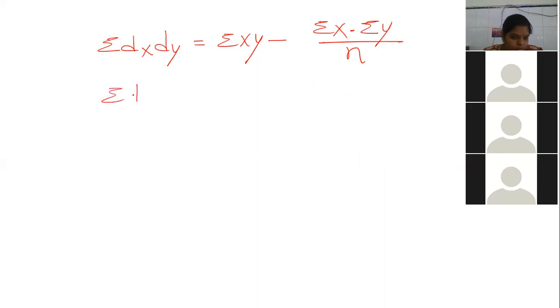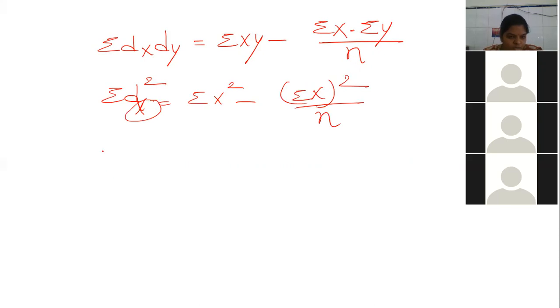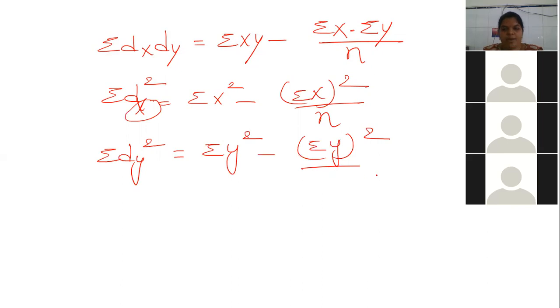Then sigma dx square is sigma x square minus (sigma x) whole square divided by n, for finding out the x variable. For the y variable, it will be sigma y square minus (sigma y) whole square divided by n.